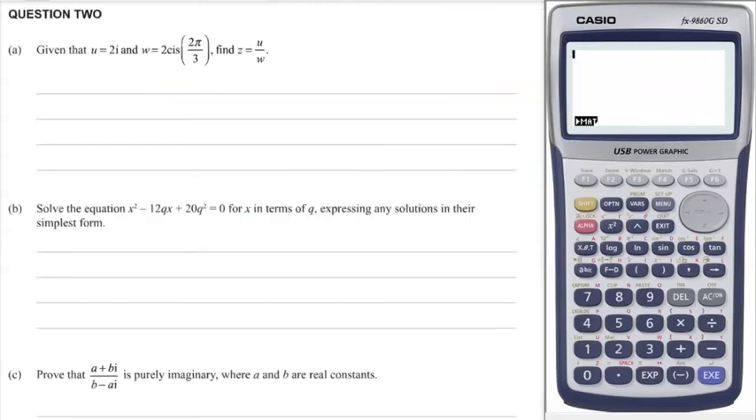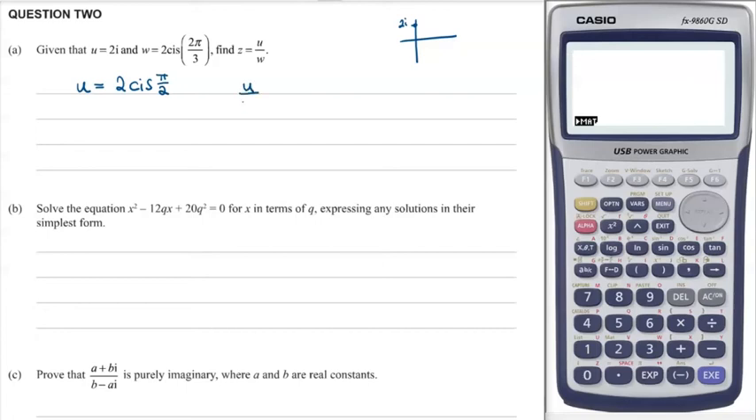All right, question 2a. Given that u is 2i and w is this other thing, find z where z is u over w. Okay, so before I get started on that, I've got one of them in polar form and one in Cartesian. So I'm going to change the u into polar form. Now just think about where that is on our Argand diagram. If it's 2i, it'll just be sitting right here on 2i, which means that it has a modulus of 2 and an argument of pi by 2, 90 degrees.